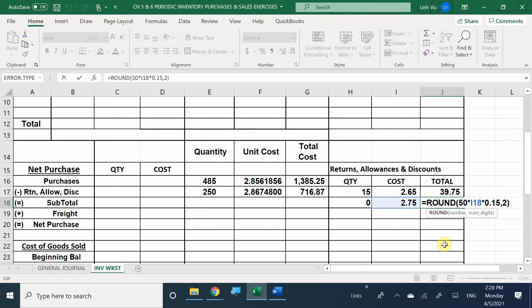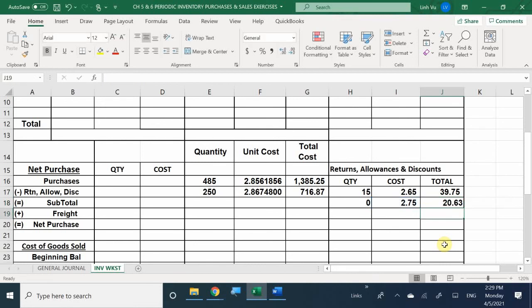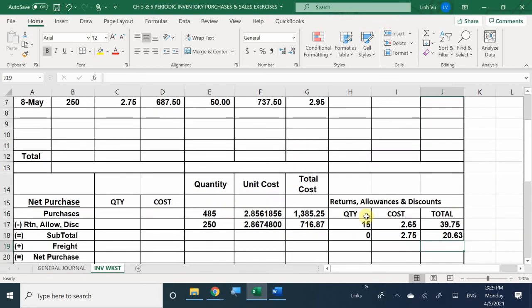Okay. All right. So now we're good to go and we're ready to place our journal down.